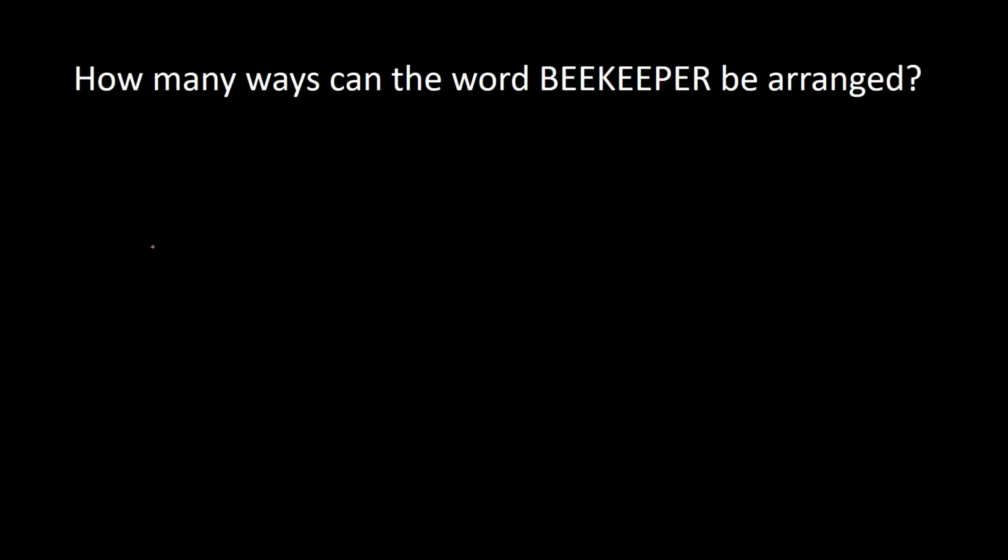One more example. We have the word beekeeper, and the question is, how many ways can I rearrange these letters? So I have 1, 2, 3, 4, 5, 6, 7, 8, 9 letters to arrange. So I have 9 factorial permutations. But then I divide out the repeats. Here I have 1, 2, 3, 4, 5 E's. So I need to divide by 5 factorial.